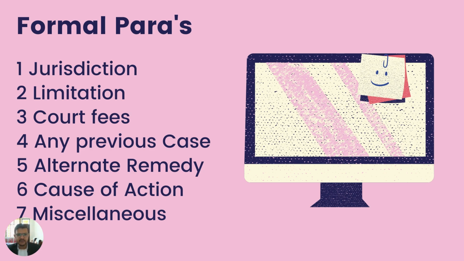Now, every petition has these 7 things. Now, what are they? 1. Jurisdiction. You need to disclose that the court which is hearing the matter has the jurisdiction to hear it. 2. Limitation. Whether the case has been filed within limitation or not. If not, move a condonation application, which the court, if found suitable, will grant.